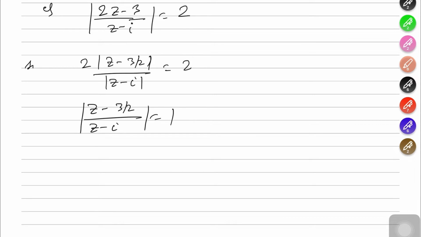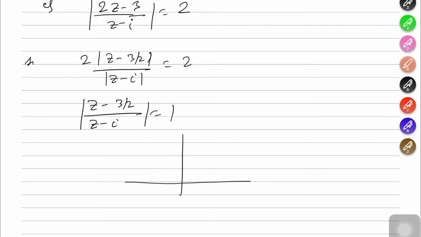So if you want to see the line, I is somewhere here and 3 by 2 is somewhere here. Now this is the line joining I and 3 by 2, and our locus is a line perpendicular to this. So this is the locus of Z. Let's say 3.